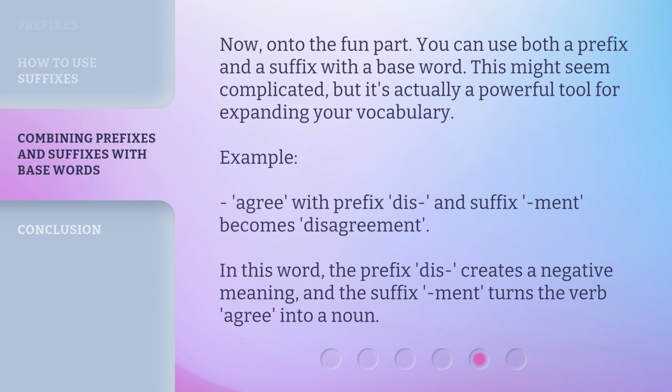Example, agree, with prefix dis and suffix ment, becomes disagreement. In this word, the prefix dis creates a negative meaning, and the suffix ment turns the verb agree into a noun.